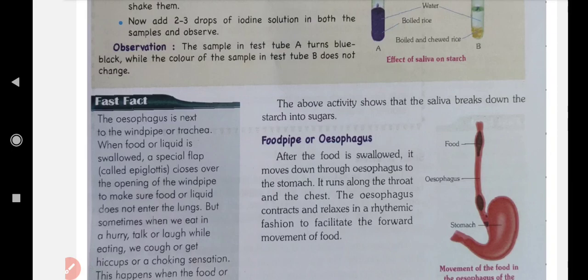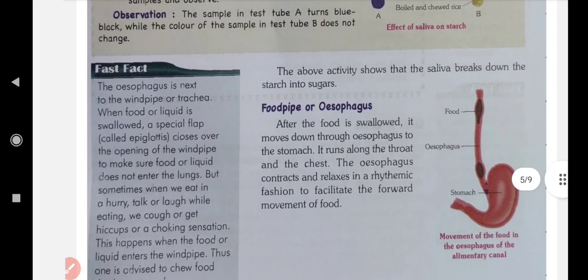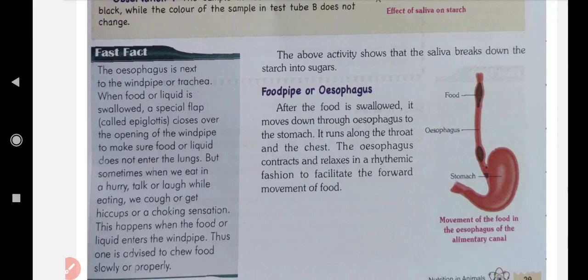After the food is swallowed, it moves down through the oesophagus to the stomach. After the mouth, the food goes to the stomach by the food pipe, and that food pipe is known as oesophagus. It runs along the throat and the chest. The oesophagus contracts and relaxes in a rhythmic fashion to facilitate the forward movement of food. This is the oesophagus figure. Here food slowly moves towards the stomach.